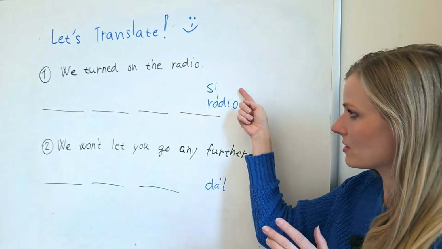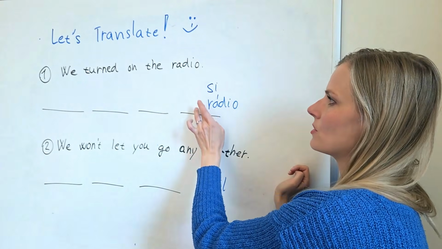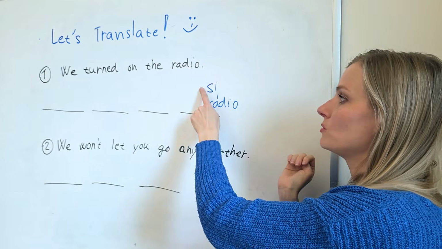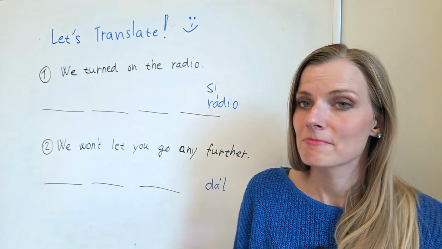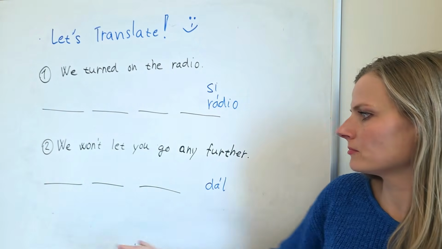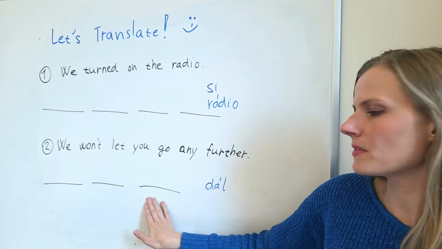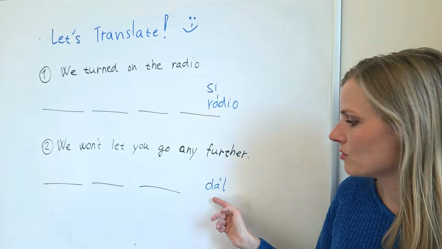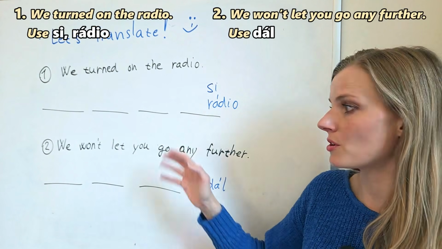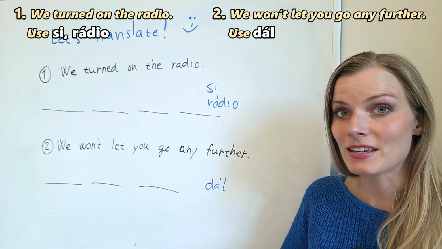And here is extra help. Use these 2 words, si and radio, and 2 more. Of course, you have to know where to put them in a specific place. The second sentence, we won't let you go any further, contains 3 words only, and one of those words has to be dál, which means further. Pause the video and work on this, and let's check it.